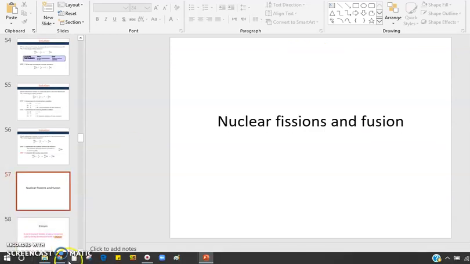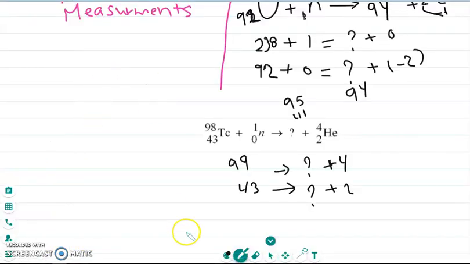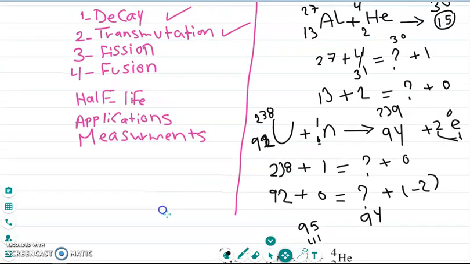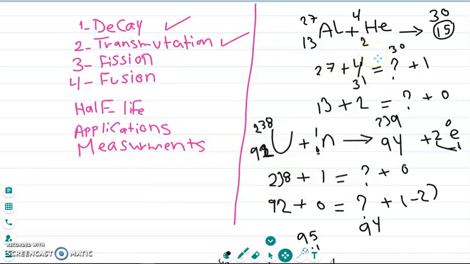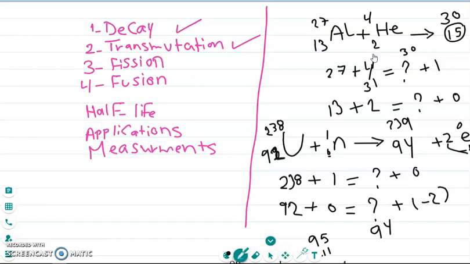So this is the bombardment, or what we call transmutation. And this is the second topic we talked about. So transmutation. The third topic and the fourth topic are related. They are different but related. So fission and fusion. And you can guess the meaning of each reaction. Fission, breaking down, maybe. Fusion, putting two things together to make a bigger thing, for example.